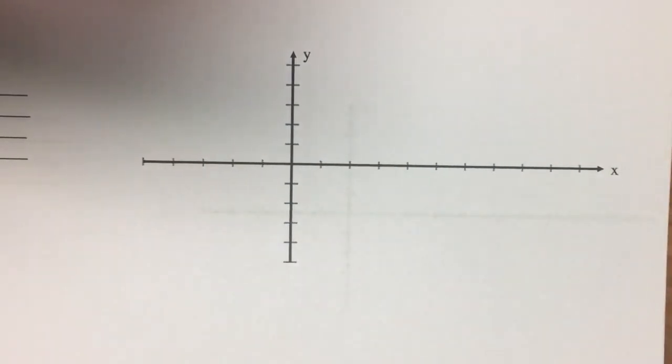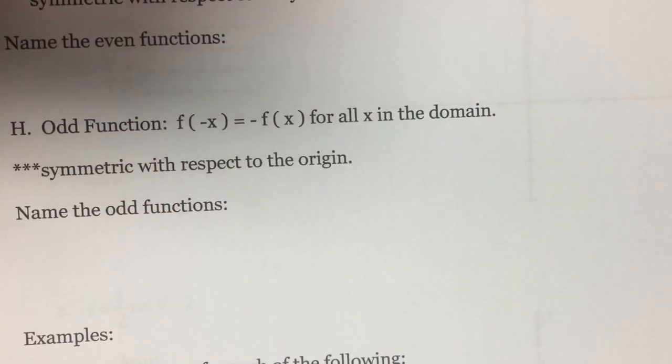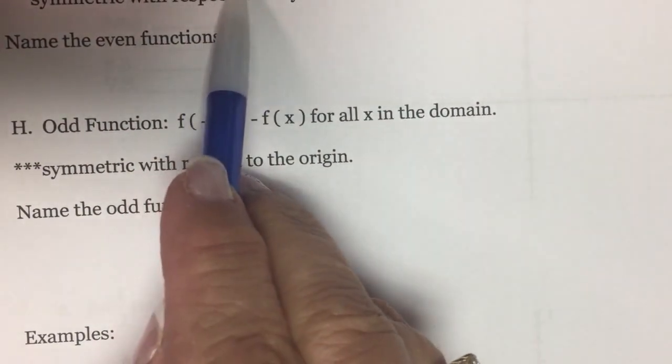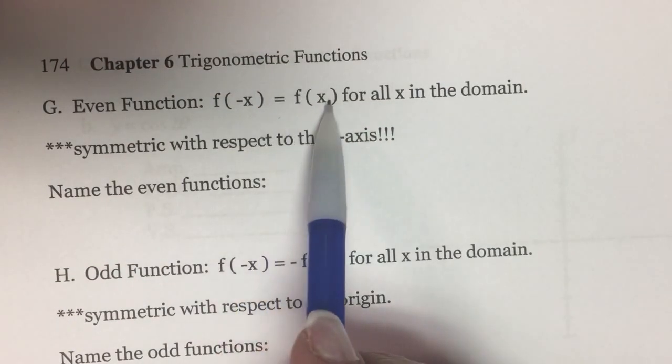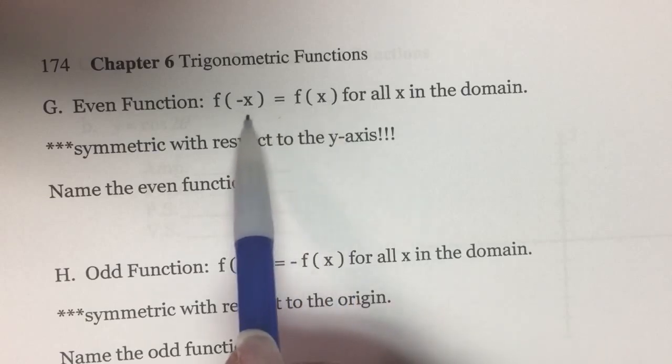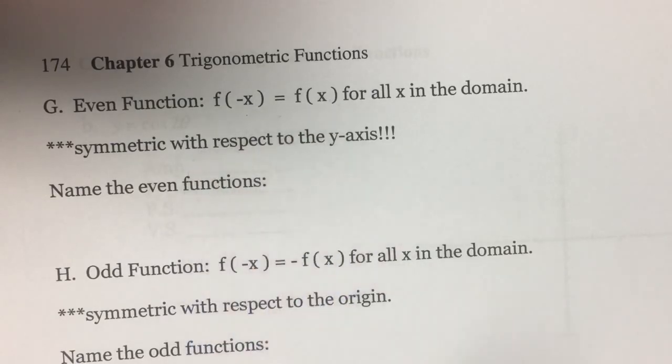A couple of things. And this is actually review, but they bring it up again, so I thought, well, we'll do a quick review here. So this means that it's an even function if f of -x is equal to f of x. X's can be thetas. And remember, even means it's symmetric with respect to the y-axis.